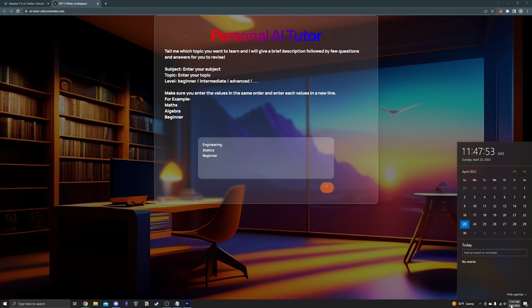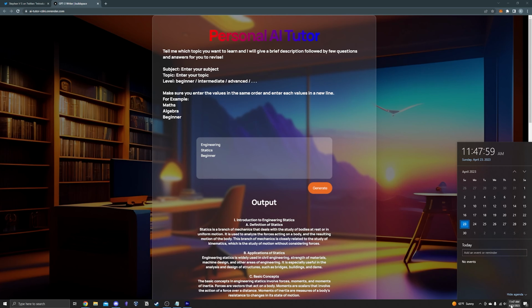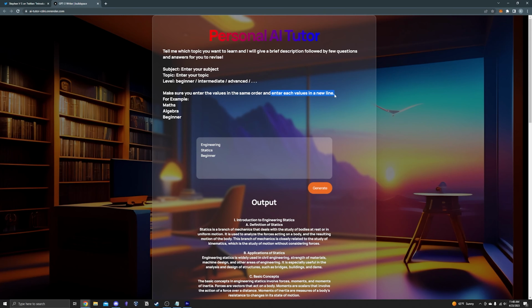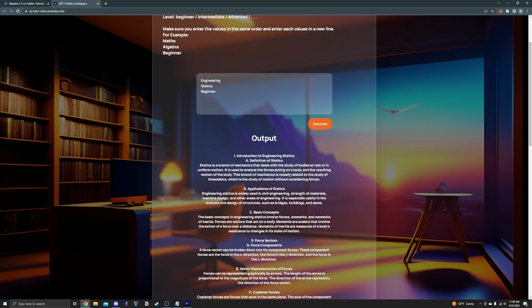Now immediately, I see that the users have to format it in a certain way. For example, they need to enter each value in a new line. I would even recommend making them do that by having 3 boxes instead of 1, labeled subject, topic, and level, and then they're forced to enter three things, and then you can string them together when they click generate.